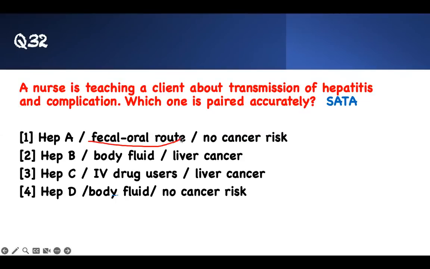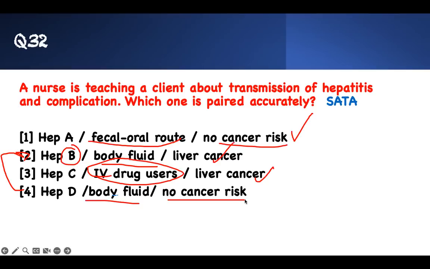This is fecal-oral, and there's no cancer risk, so that's good. Hep B is body fluid, and there's liver cancer. Hep C, IV drug user is the most common. Sharing needles is number 1. It also causes liver cancer. Hep D gets co-infected with B, so these can go together. So body fluid and no cancer risk. So these are the questions they can ask you about hepatitis and the individual risks of cancer.